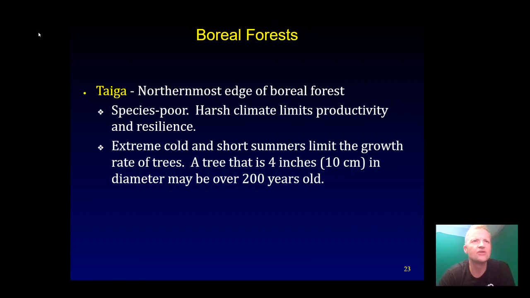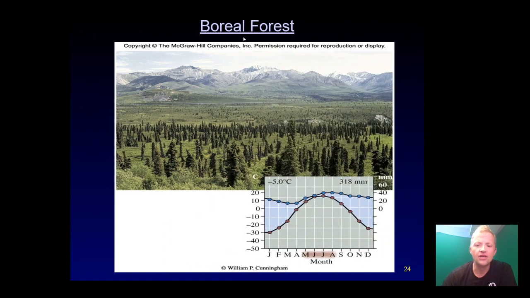Mostly in these environments, you get kind of the pine tree look, where they don't have leaves that fall off and die. These are more kind of spiky type of plants, not deciduous trees, right? A tree that is 4 inches, 10 centimeters in diameter may be over 200 years old. Once again, it's not getting a whole lot of sun, so these plants tend to be old as well in this environment. And then here you go, boreal forest.